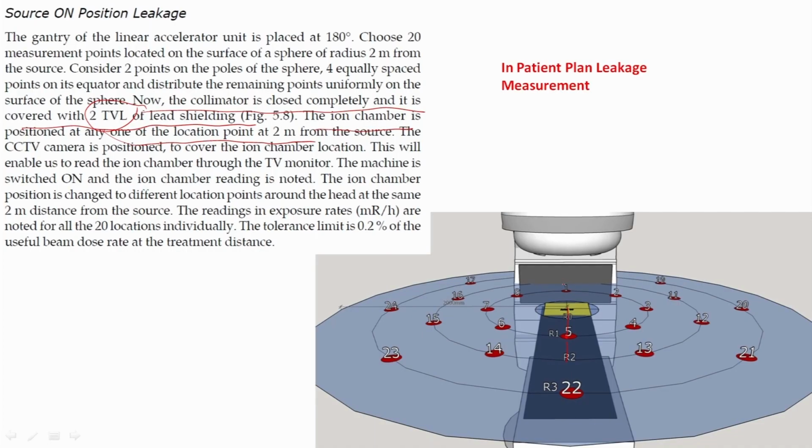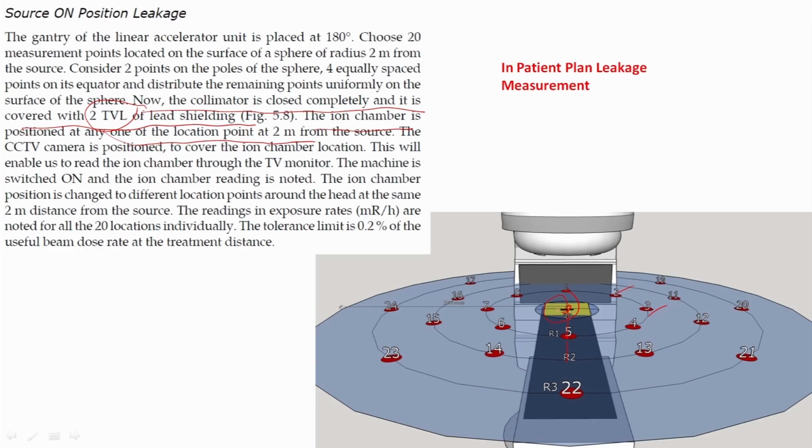But in a radiation survey, if you are putting a radiation survey meter, you can see the readings directly with the help of a CCTV camera. Every time you have to put your ionization detector or survey meter at these points and take a reading. Once you take a reading, that reading needs to be divided by the value of the dose you are getting at the 10 by 10 field size.